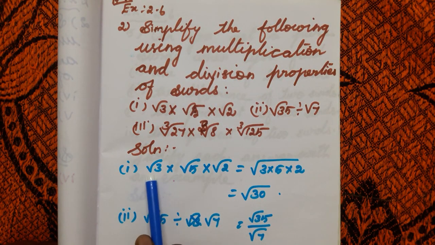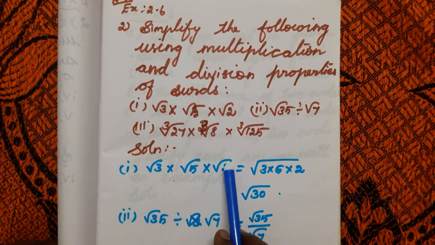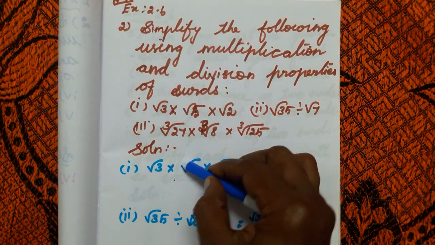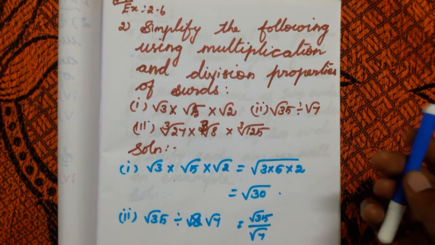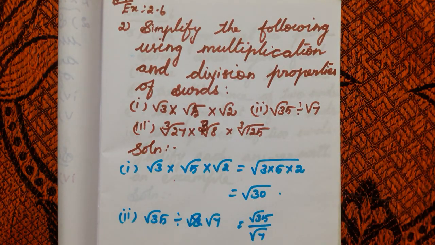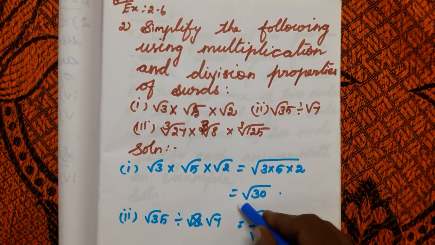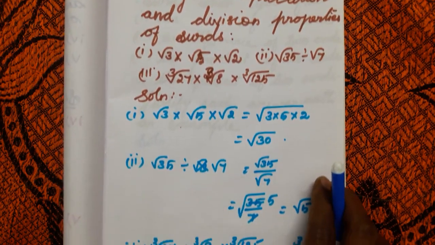First one, root 3 into root 5 into root 2. Square root of 3 into square root of 5 into square root of 2. Here everywhere order is same, so we can multiply. How we have to multiply? Root of 3 into 5 into 2 is equal to root 30.